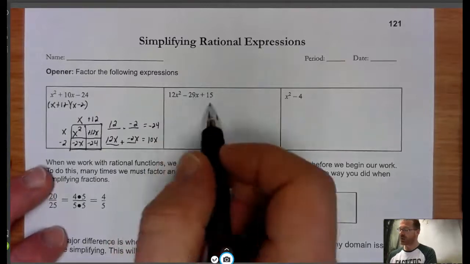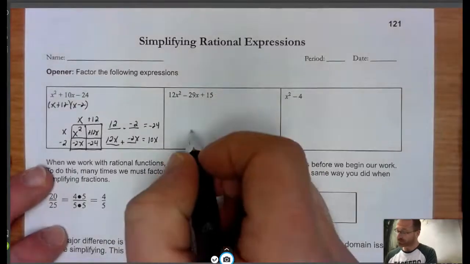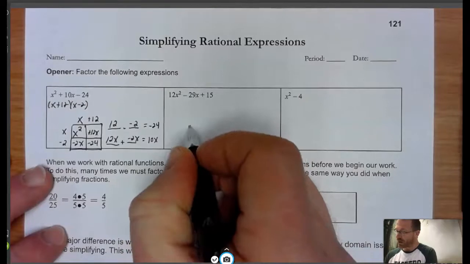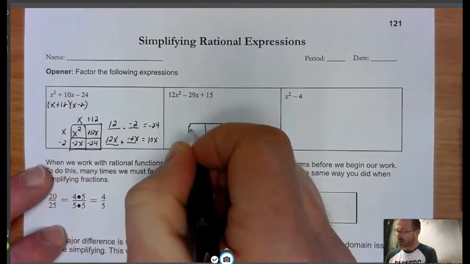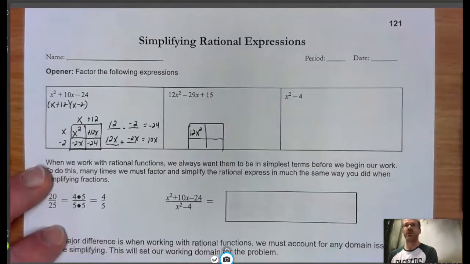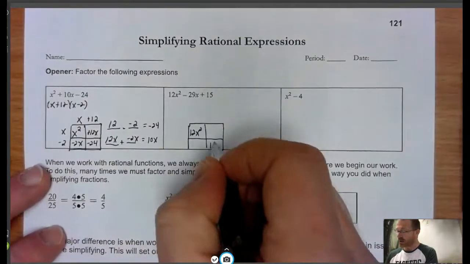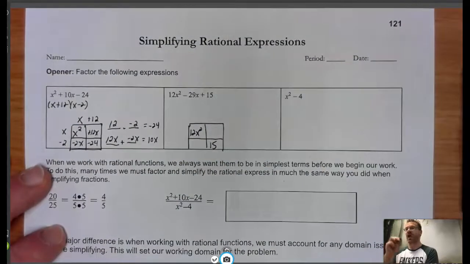So once again, I'm going to do our area model here. All right, and this is where it does get a little bit challenging. Once again, the A term is in the upper left-hand corner. The C term is in this lower box here. Okay.